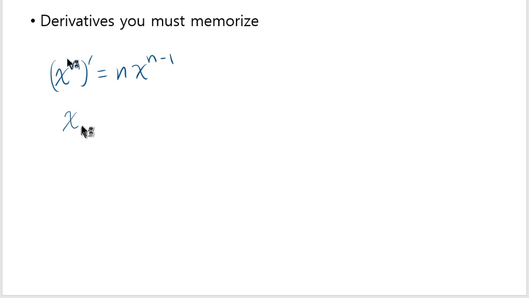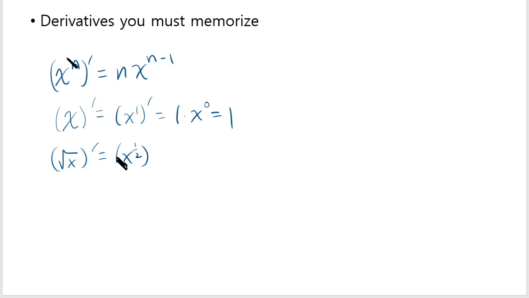So for example, x prime, because this is x to the first power prime, 1 comes down and you get x to the 0th power, which is just 1, because anything to the 0th power is 1, right? And then, for example, square root of x, this is x to the 1/2 power. So 1/2 comes down, you have to subtract 1, which is negative 1/2. Well, negative power means it's 1 over x to the 1/2, and anything to the half power is the same as square root of x, right?